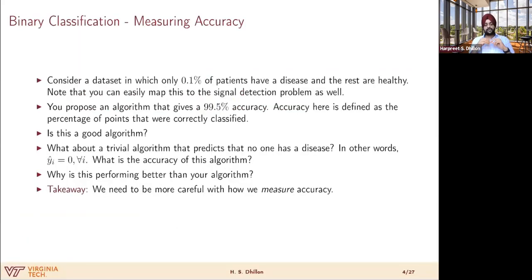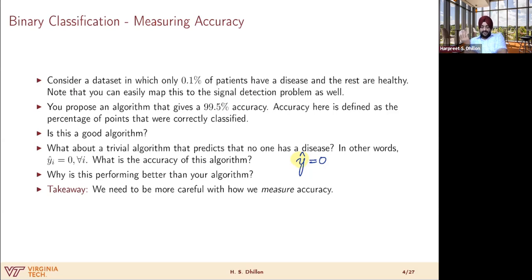let's consider another trivial algorithm, in which irrespective of my input, I just assume y hat equal to 0, right? I just say that, irrespective of the input, this person doesn't have a disease, right? In this case, if you look at the accuracy, it is actually 99.9% accurate because only 0.1% of the data points in your data set corresponded to the diseased individuals, right?